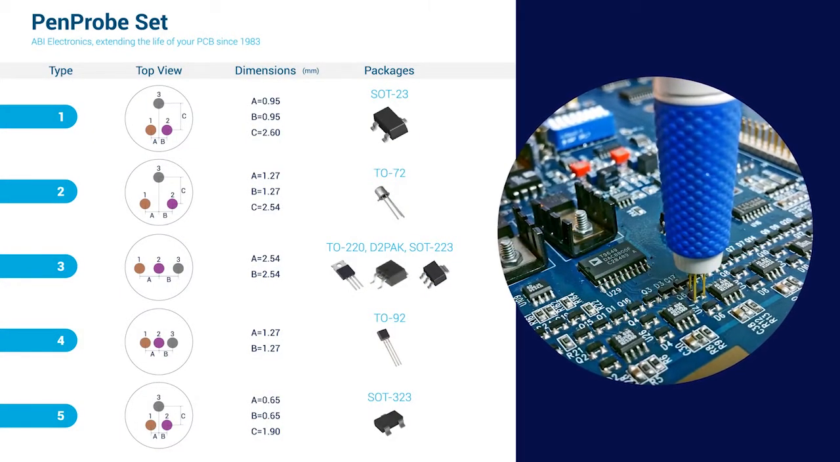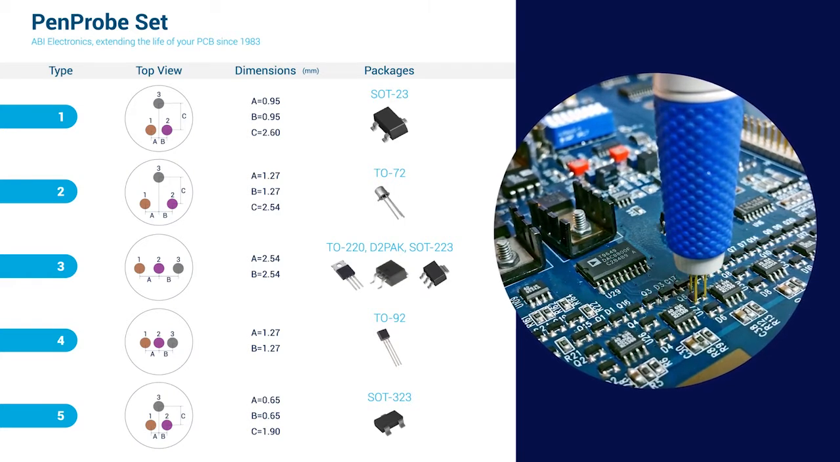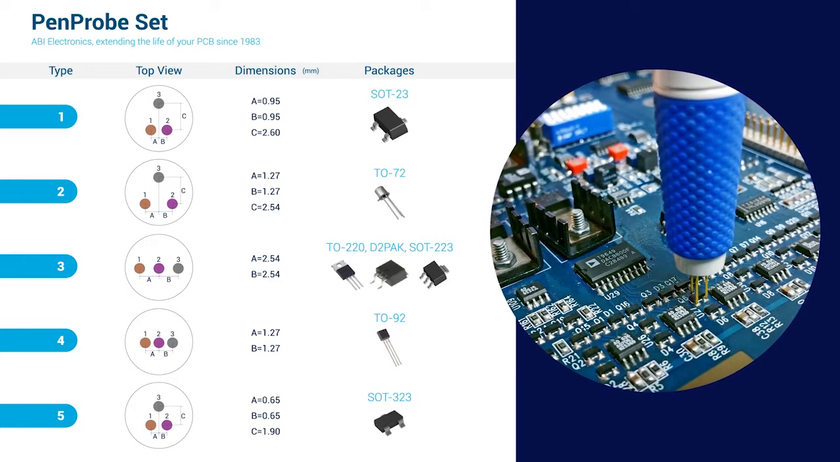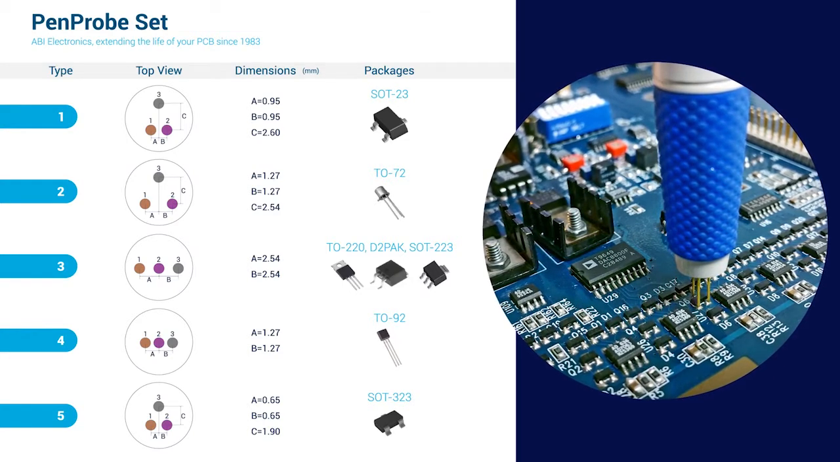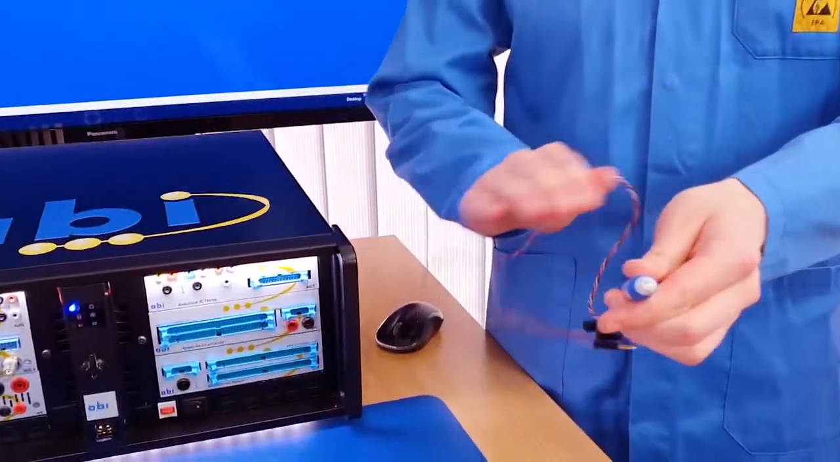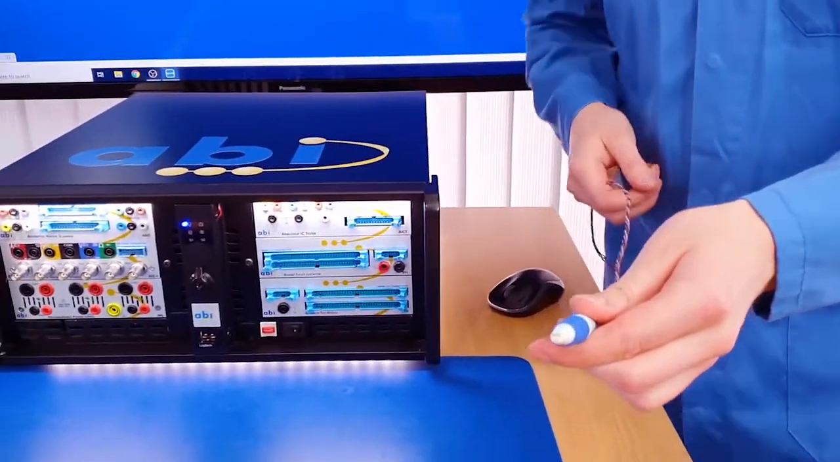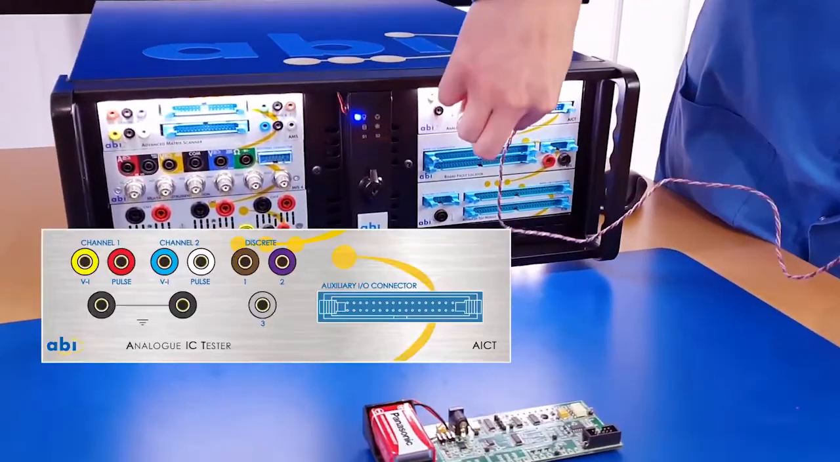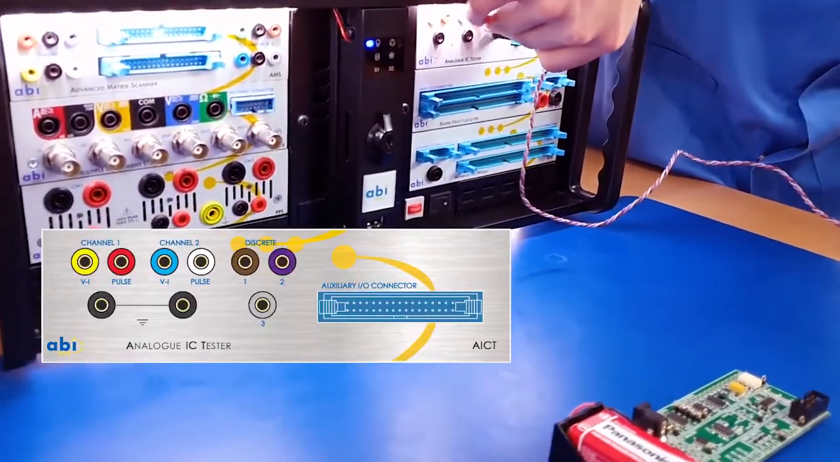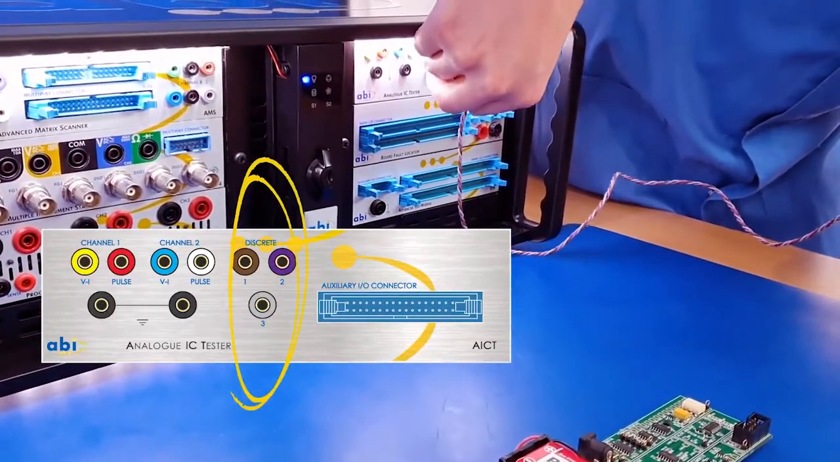And this is our product that comes with a variety of configurations for the pins on the end. In this configuration, the pins are arranged in a triangle. We can get them in a straight line in other configurations. I'll simply plug this into the face of the AICT, grey to grey, purple to purple, brown to brown.